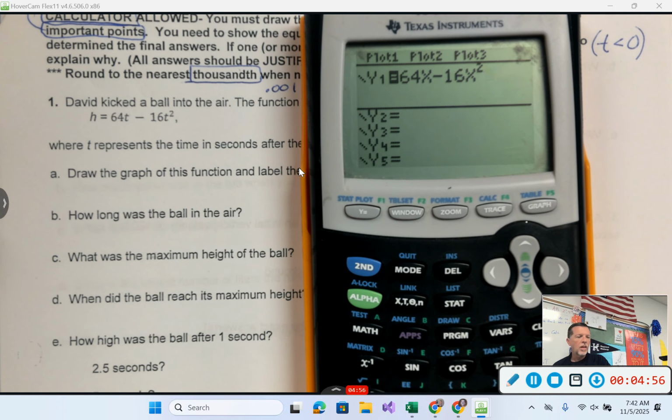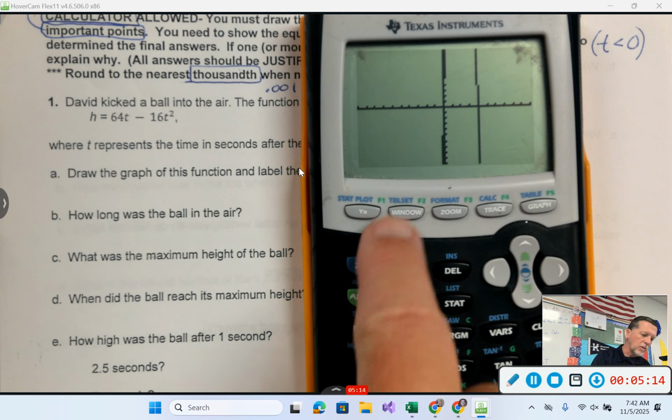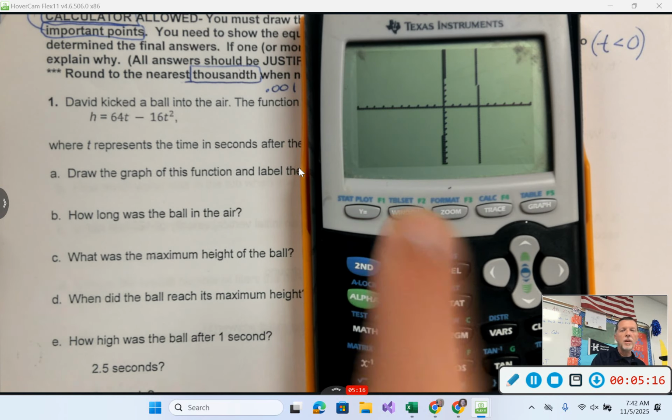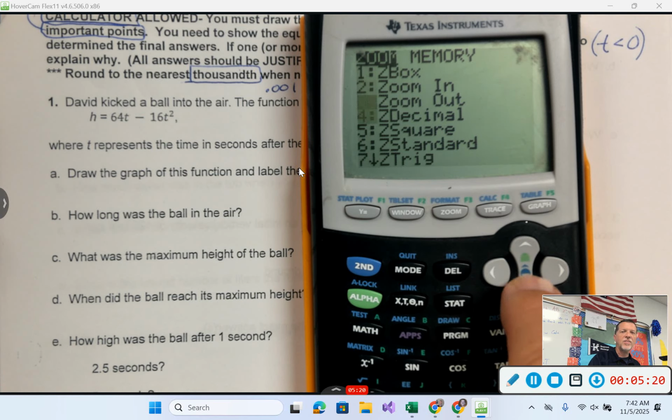Okay? If we want to graph that, what button do you think we should hit? Graph. So top right, let's hit graph. Let's put us all on the same scale to start with. So go to window. Nope, sorry. Go to zoom. And then scroll down to standard.